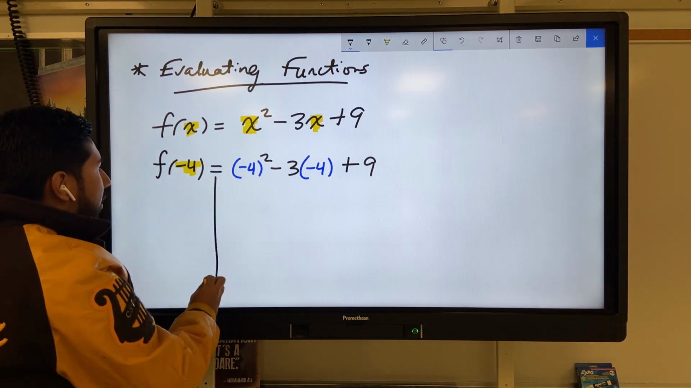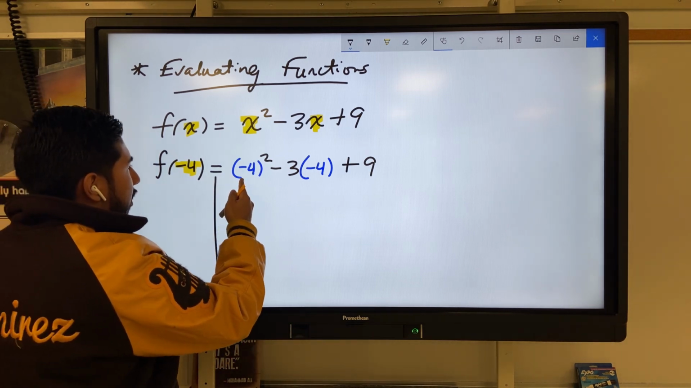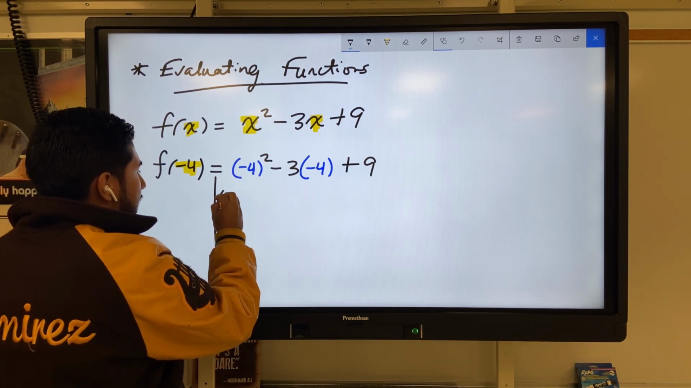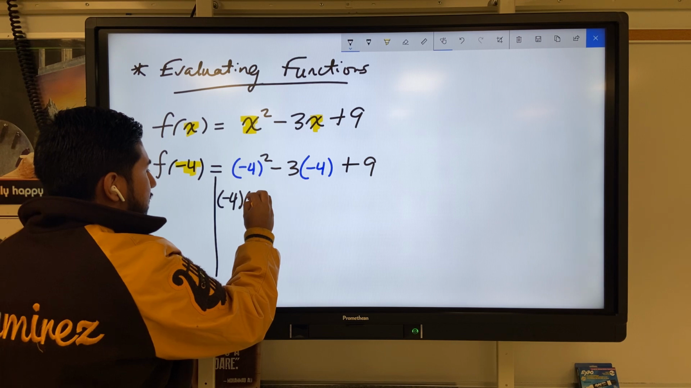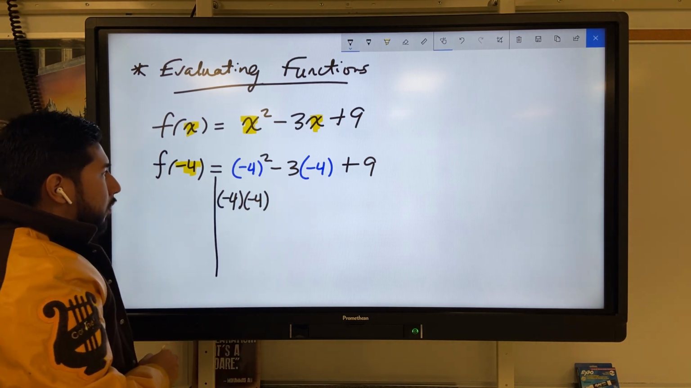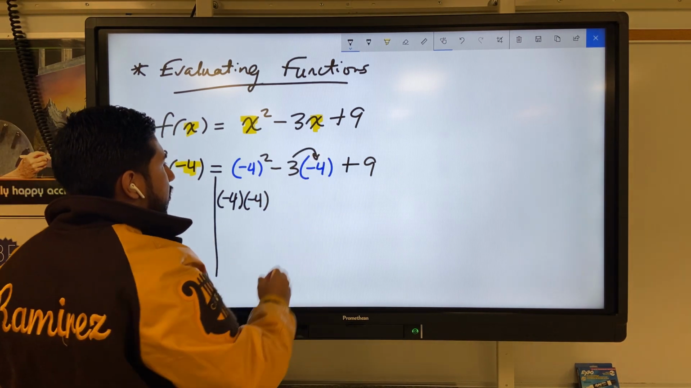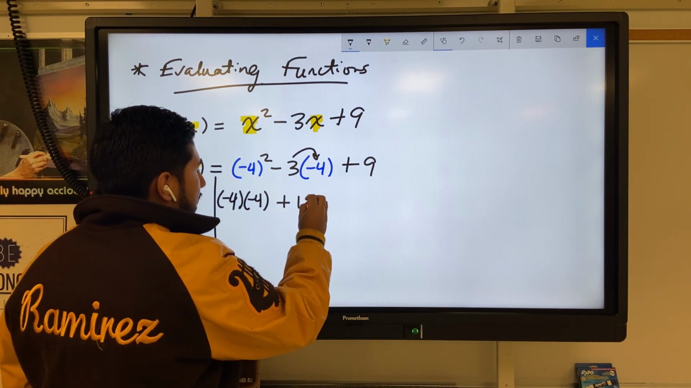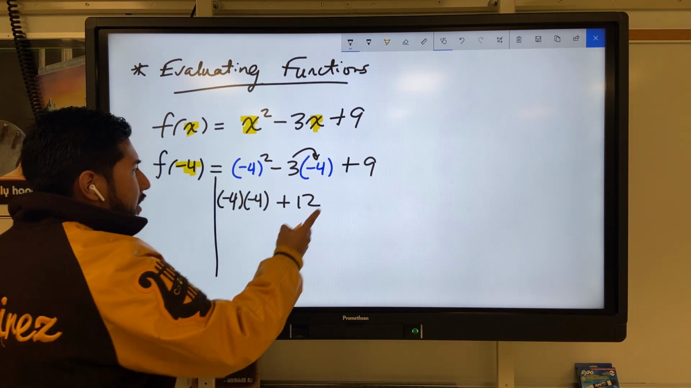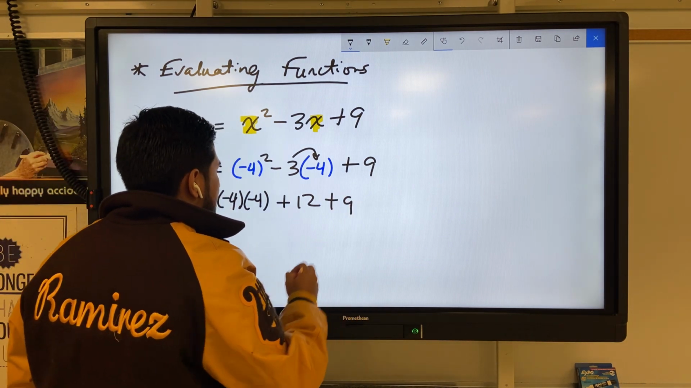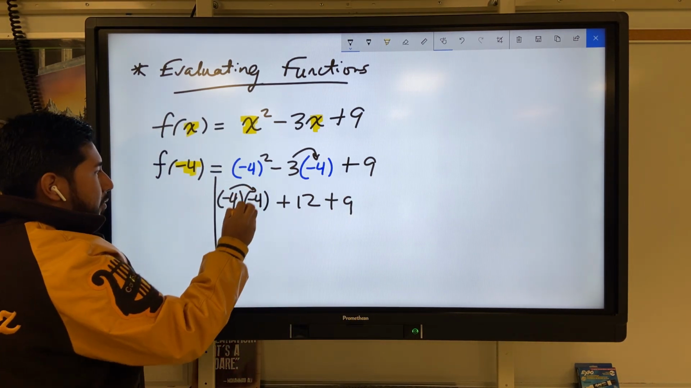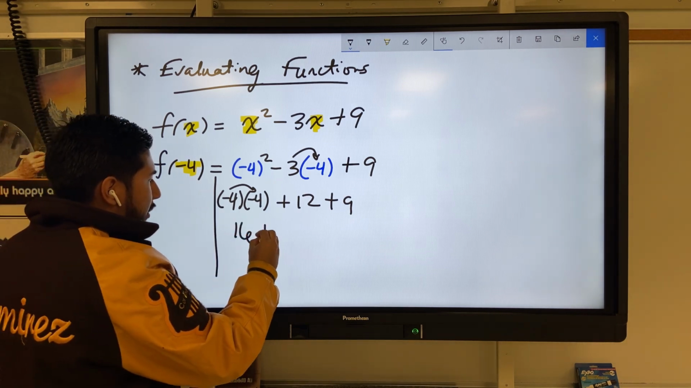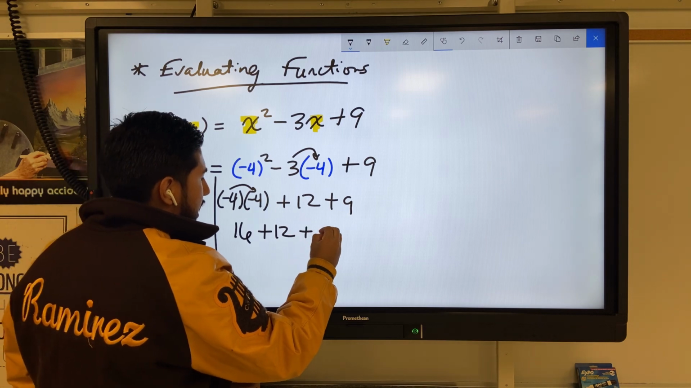Okay, now let's work it out. Let's do this part first. Negative 4 squared, you can use the calculator, or you can just say it's negative 4 times negative 4. Right here, we could do this real quick. Negative 3 times negative 4 is a plus 12. Negative times negative is positive. Bring down the plus 9. Let's multiply these guys real quick. Negative 4 times negative 4 is 16. I'm going to bring everything else down just to make it look nice and neat.